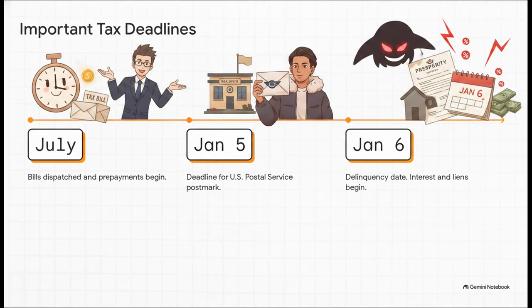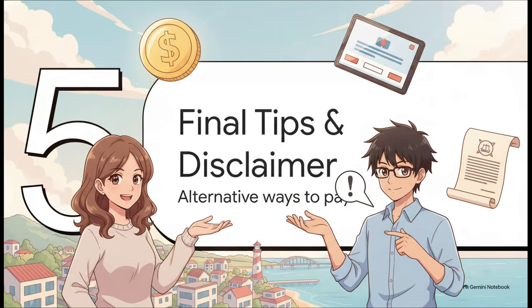Timing is absolutely everything with property taxes. The bills are dispatched in July, which, by the way, is exactly when you can start making optional prepayments. But if you wait until the end of the year and choose to mail your payment, you better ensure that envelope has a U.S. Postal Service postmark of January 5th or earlier. Why? Because January 6th is the delinquency date. On January 6th, unpaid bills start racking up that 2% interest, and the county automatically slaps a statutory lien against your property.